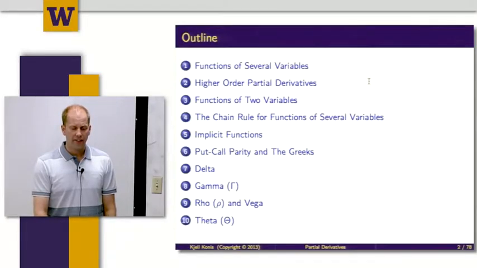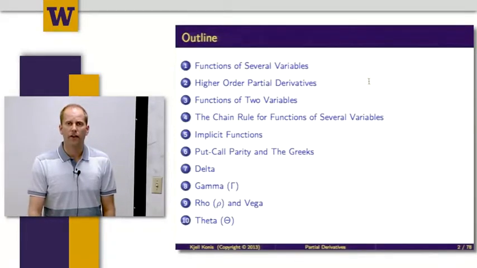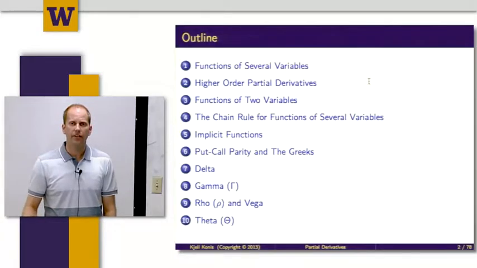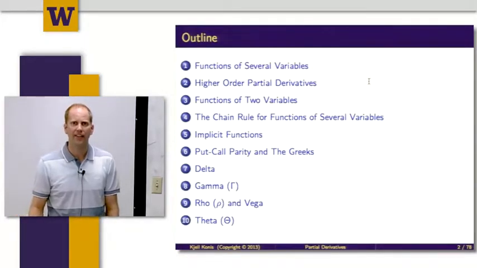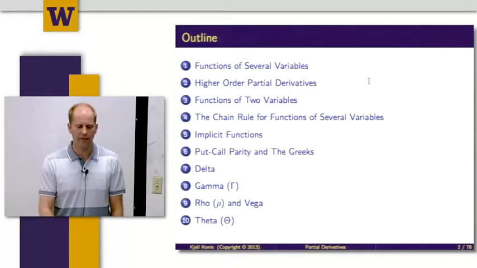Then in section 2, I'll talk about higher order partial derivatives. So remember, a higher derivative was just when I took the derivative of a derivative. When I have a function of more than one variable, I could take the derivative of that function with respect to y. That will give me a new function. And then I could take the derivative of that function with respect to x. So now it's actually possible to mix the partial derivatives. So we have to talk a little bit about how we're going to deal with that possibility.